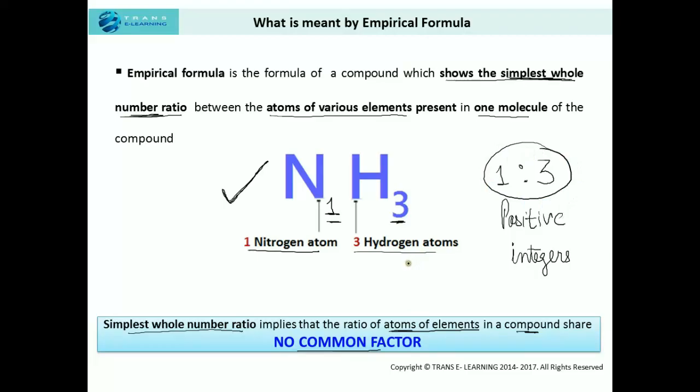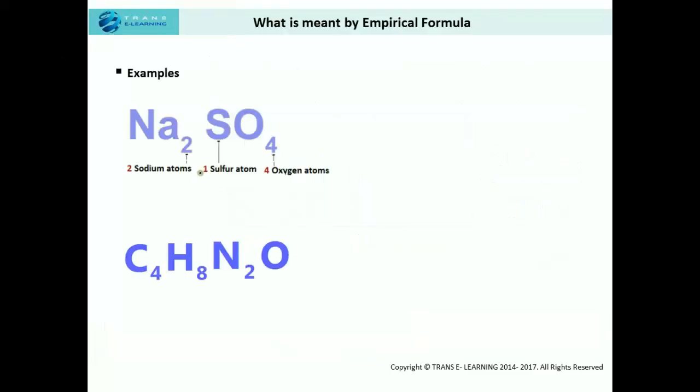Let us consider a few more examples. First example, sodium sulfate. You can see here this is sodium and we have 2 atoms of sodium. This is sulfur, then we have 1 atom of sulfur. This is oxygen, we have 4 atoms of oxygen. Now let me write the ratio of these elements. This is sodium, then we have sulfur, and then we have oxygen.